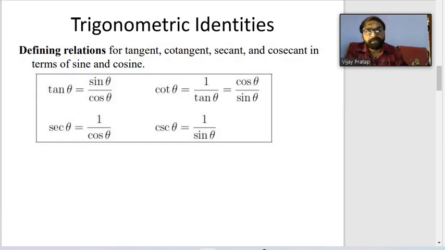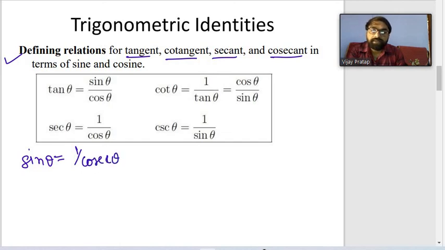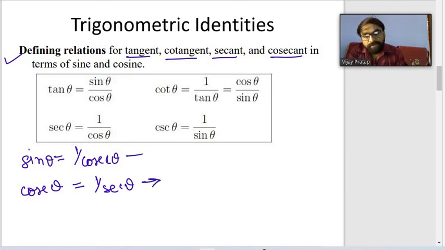Okay, so let us discuss other trigonometric ratios and identities here, defining the relation between tangent, cotangent, secant, cosecant in terms of sine theta. As we studied earlier, sine theta equals 1 upon cosec theta, and cos theta equals 1 upon sec theta. From these two equations, we can also say that cosec equals 1 upon sine, sec equals 1 upon cos, and cos equals 1 upon sec.